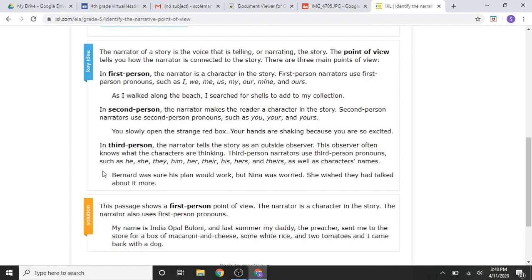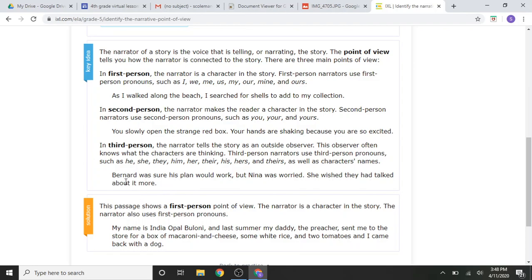In third person, the narrator tells the story as an outside observer. This observer often knows what the characters are thinking. Third person narrators use third person pronouns such as he, she, they, him, her, their, his, hers, and theirs, as well as characters' names. For example, Bernard was sure his plan would work, but Nina was worried. She wished they had talked about it more.